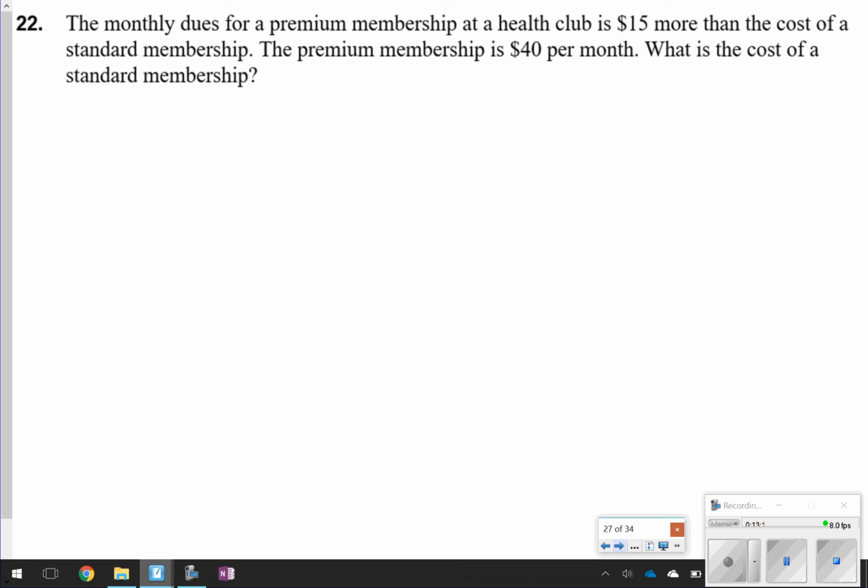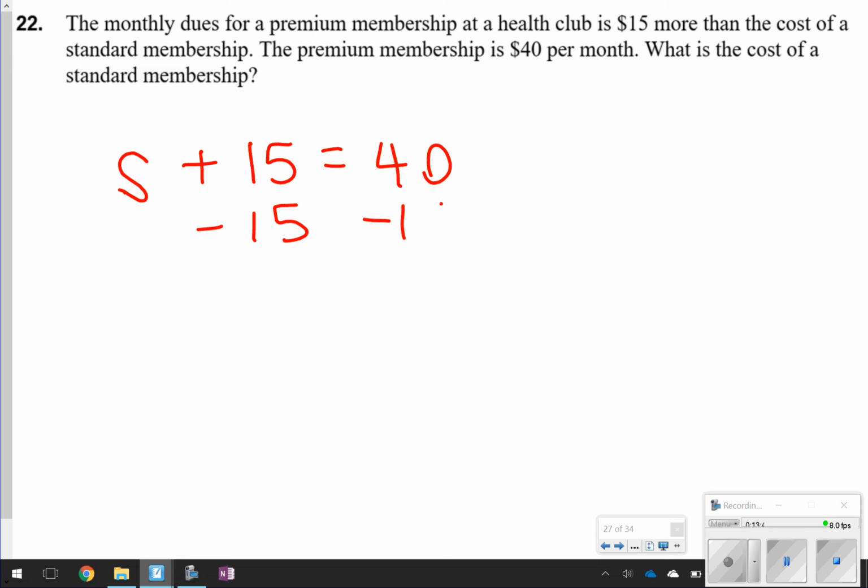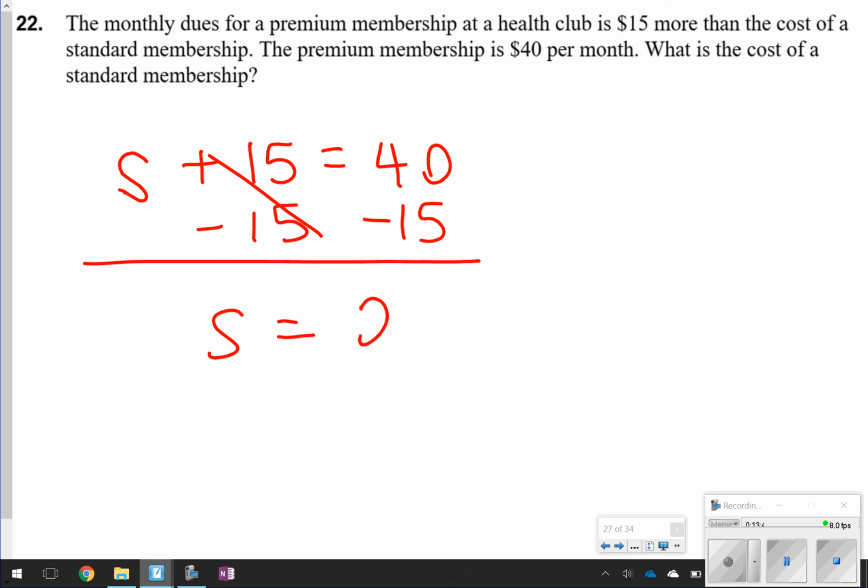Number 22, the monthly dues from premium membership at a health club is $15 more than the cost of a standard one. So maybe the premium could be standard plus the 15, and then premium is equal to $40 a month. So they're wanting to know how much the standard is. Well, maybe even change this letter to S. The standard plus 15 will give you the $40 premium. So to find what the standard amount is, you would just subtract 15 from the $40. S will be equal to 25. So the standard membership is $25.